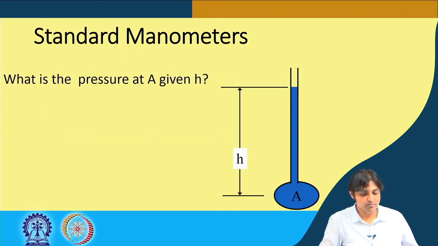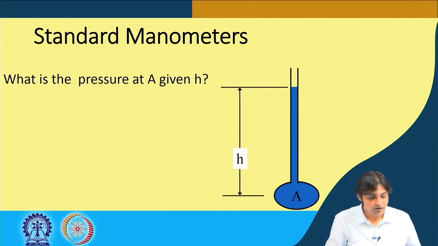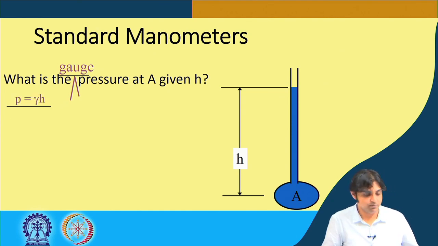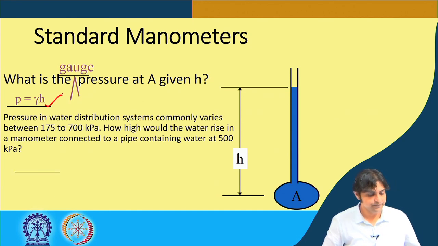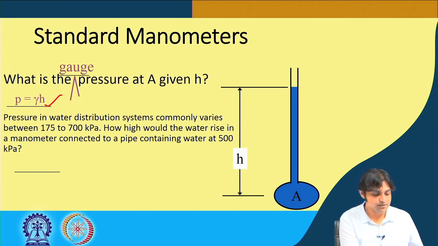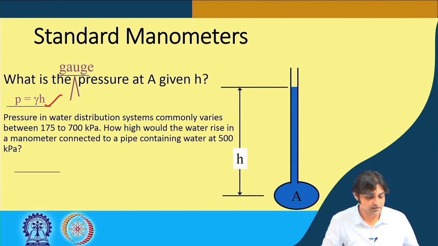Good. So standard manometers, how they work is a very simple example. If we are asked what is the pressure at A given the height, more importantly, we should mention what is the gauge pressure, because gauge means we are not counting the atmospheric pressure. So P can be written as simply gamma into H, right? So pressure in a water distribution system, for example, commonly varies between 175 to 700 kilopascals, right?